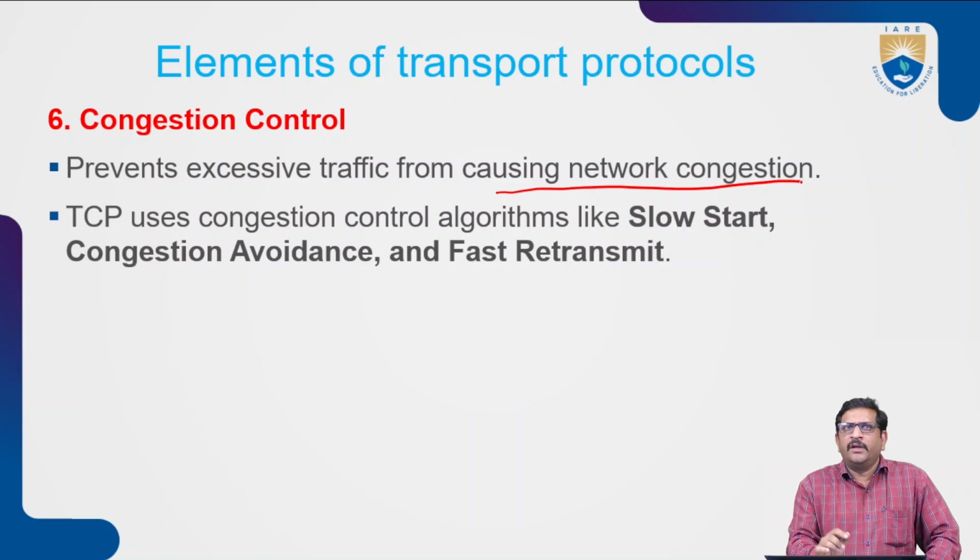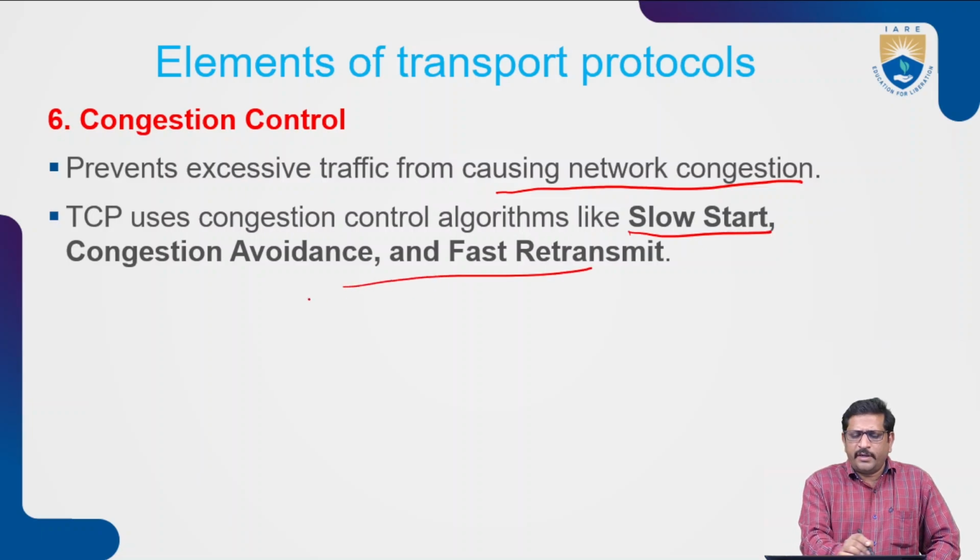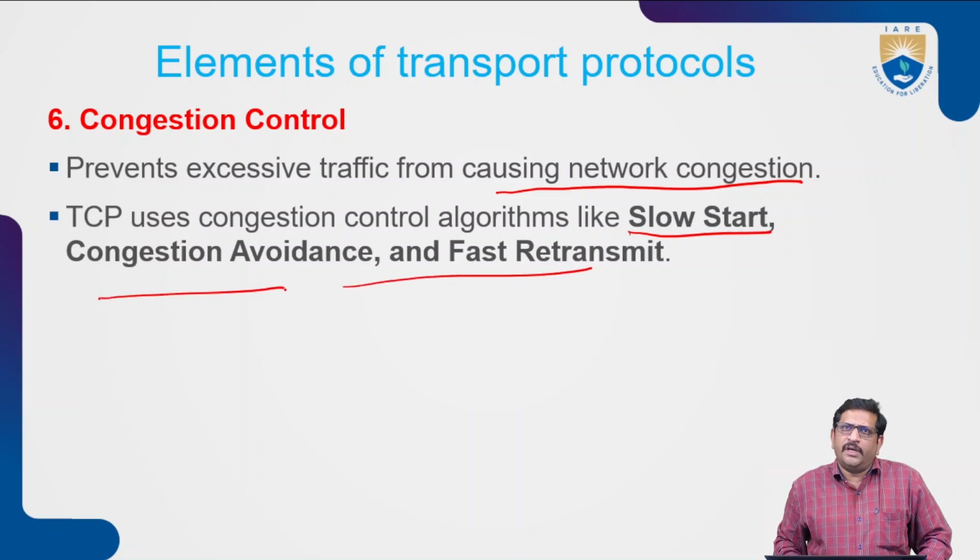TCP, the Transmission Control Protocol, uses congestion control algorithms. The congestion control algorithms include congestion avoidance, fast retransmit, slow start, and Dijkstra's algorithm. There are also the leaky bucket algorithm and the token bucket algorithm, different types of algorithms that can be used to transmit the data effectively.